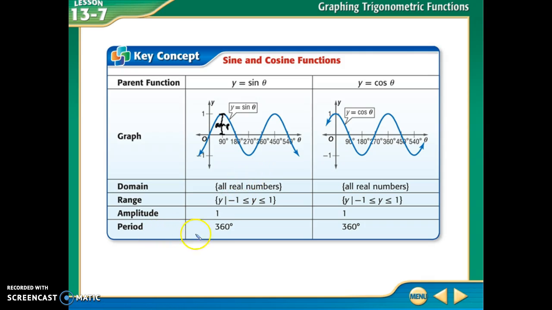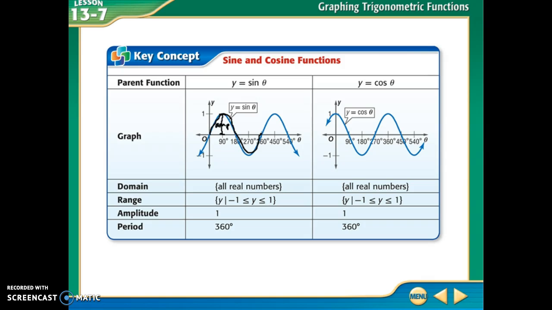And then we have what we call the period, which is how long it takes to do one complete cycle. So for my sine, it's going to go up, come down, and get all the way back here, and then it's going to start repeating. So that means that this section here is one complete cycle, so my period for the parent function is 360 degrees. That's how long it takes to go one time around.